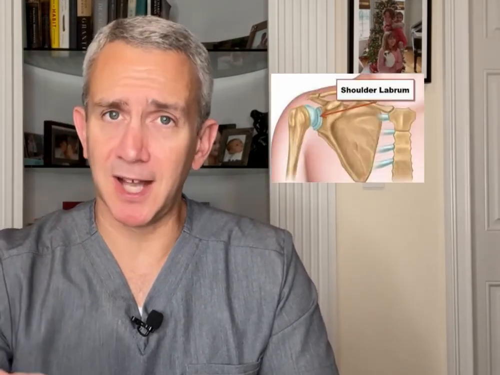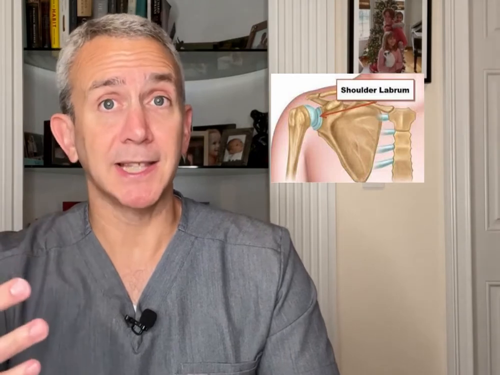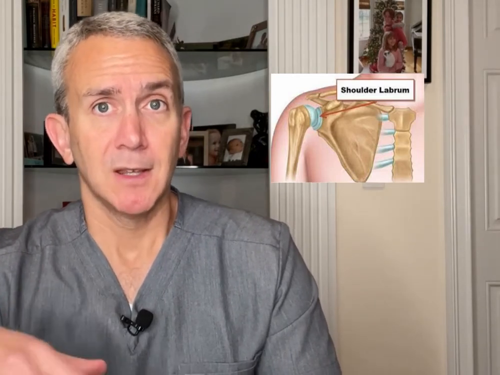Another common cause of shoulder pain is a labral tear. The shoulder is a ball and socket joint. The socket has a lining called the labrum. The labrum is a type of cartilage that helps cushion and stabilize the shoulder joint. The most common type of injury to the labrum is called a SLAP tear.